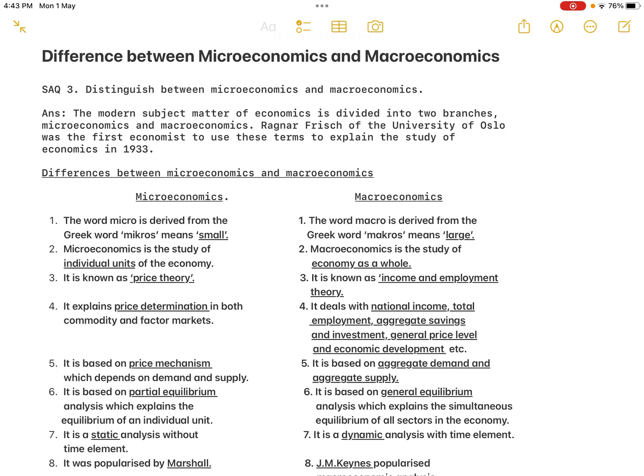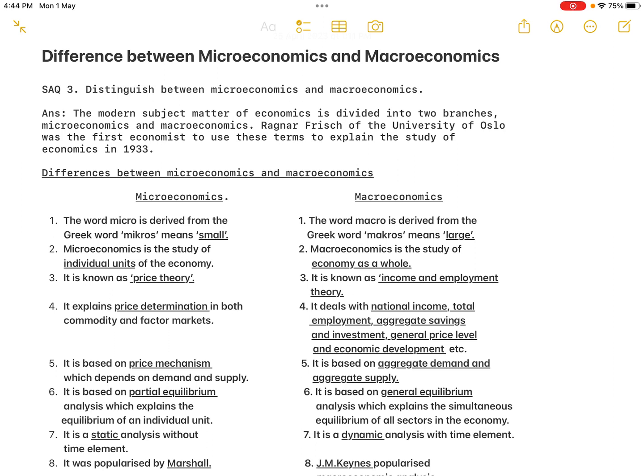Now what is the difference between microeconomics and macroeconomics? Let us check that out. I have divided the differences between microeconomics and macroeconomics into two parts. The left hand side is microeconomics and the right hand side is macroeconomics. You can see that clearly.